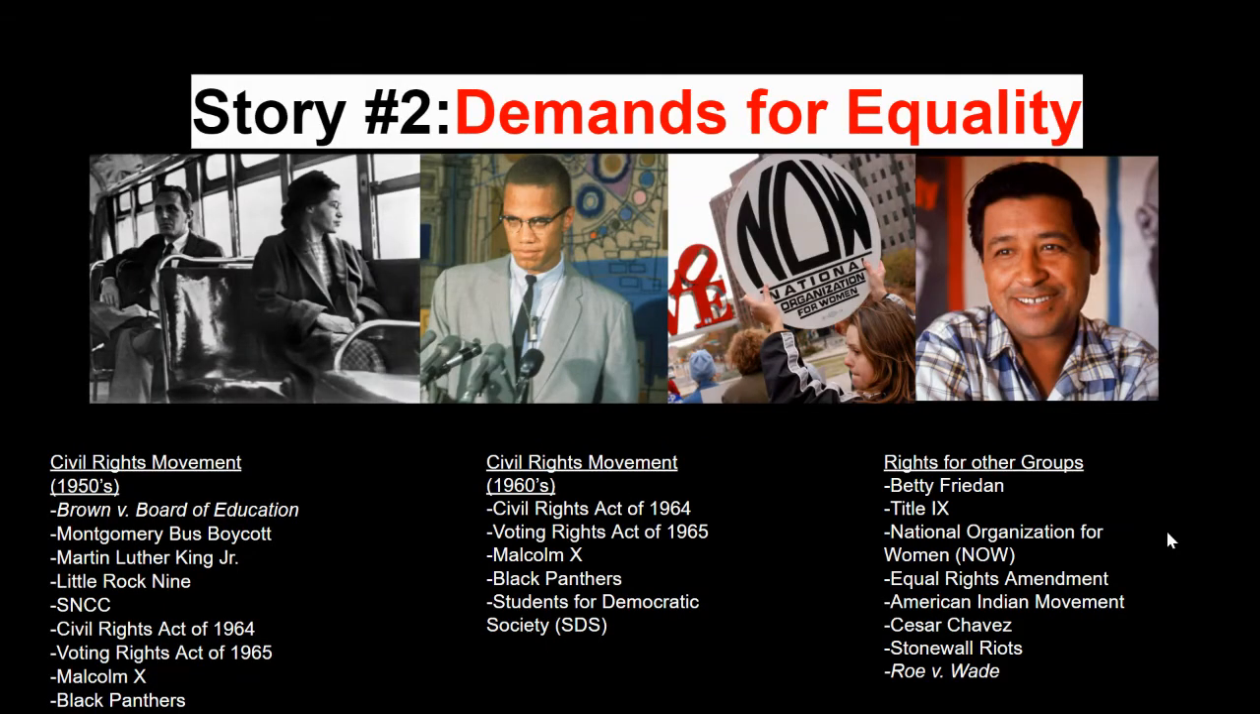Story number 2, while you have this big picture of the Cold War going on internationally, in the United States, you've got a major rights movement, the largest rights movement in American history, and it ultimately goes to include all groups. Coming out of World War II, it mainly focused on African Americans. A lot of African Americans fought in World War II. They came back. They were not always able to participate in the GI Bill like the white Americans were.